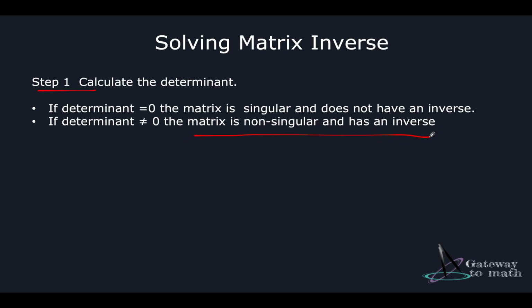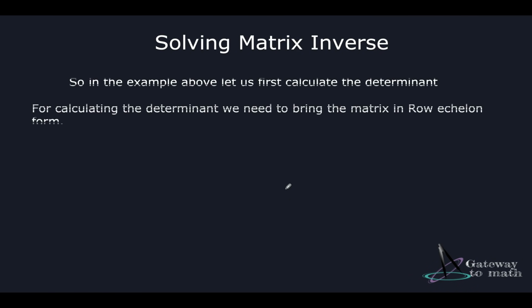So this is my first step. We will calculate the determinant. So let us try calculating the determinant of the matrix that we have. So in the example above, let us first calculate the determinant. For calculating the determinant, we need to bring the matrix in row echelon form. At this point in time, I'm sure the users already know what exactly row echelon form is and how we compute those operations.